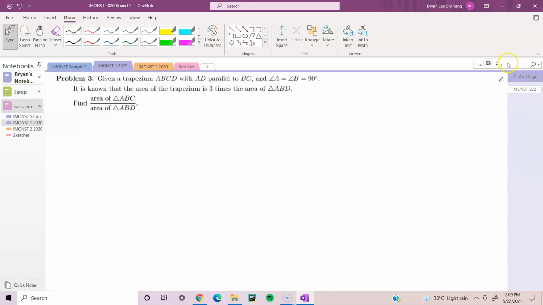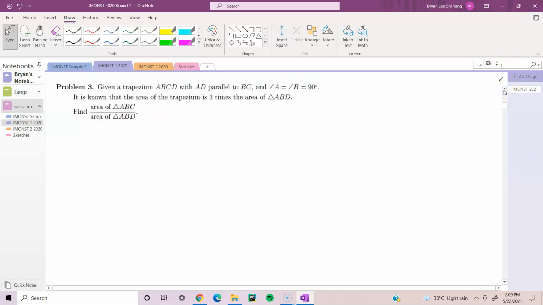Very quick, let's just go over it. Now for question 3, we are given a trapezium ABCD, with AD parallel to BC, so we would draw something like this, AD, then parallel to BC. And since they are parallel, it means that they don't intersect each other. We use both of these arrows to represent them.